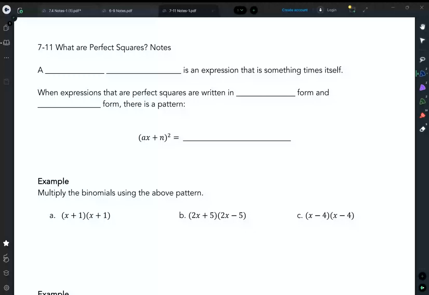What are perfect squares? A perfect square is an expression that is something times itself. For example, we can say that 49 is a perfect square because 7 squared is equal to 49. Or we could say 16x to the fourth is a perfect square because we could write it as 4x squared, quantity squared.